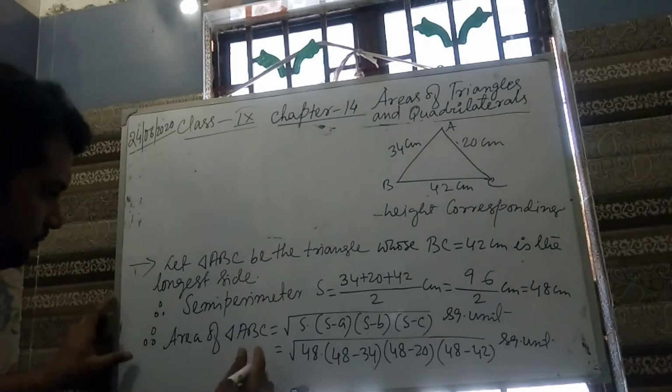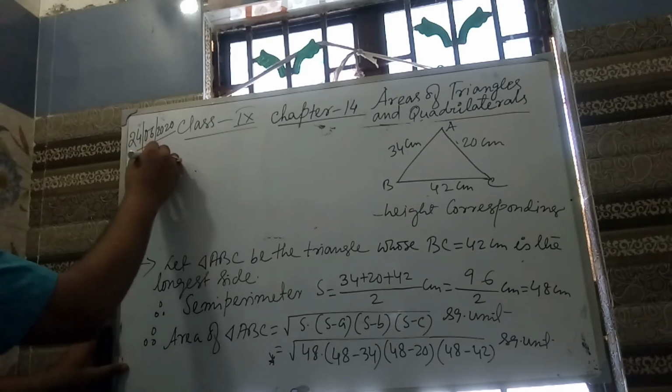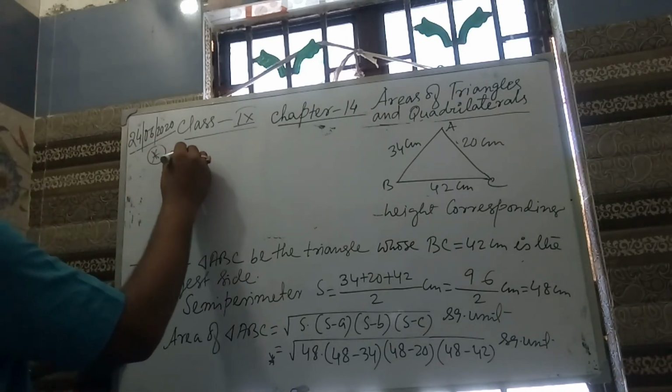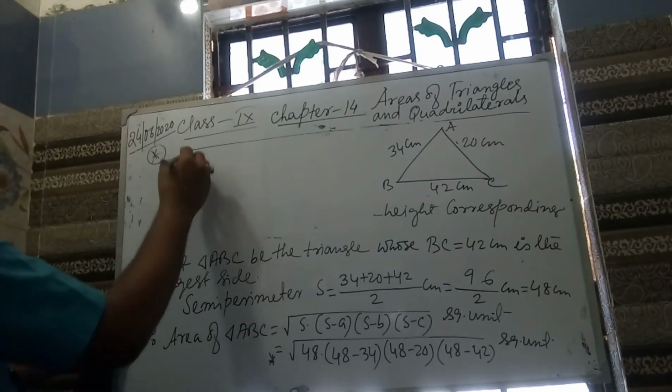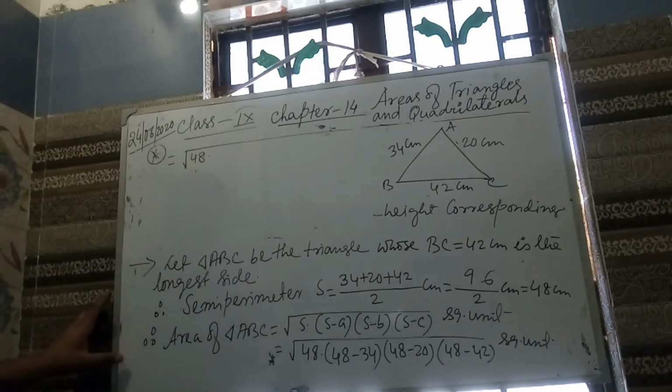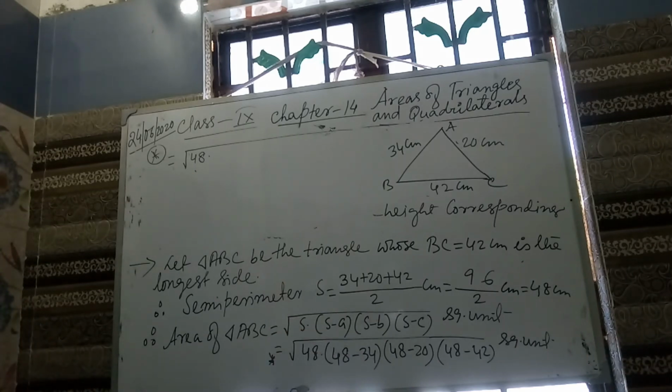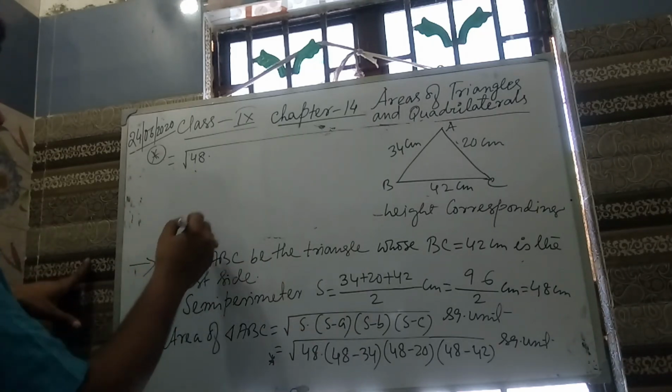So after this step, I am writing here. Area equal to 48, keep it as it is. Next, 48 minus 34. What is the result? 14.